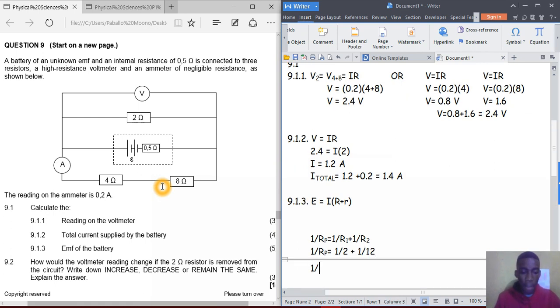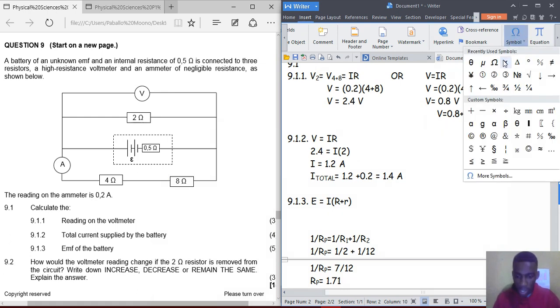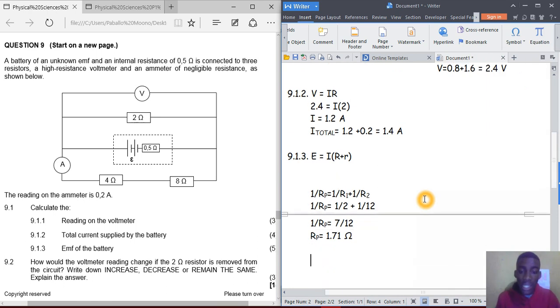And then 1 over RP equals 1 over 2 plus 1 over 12, which is 7 divided by 12, right? So that means RP is equal to 12 over 7, which is 1.71 ohms. That's our total resistance, guys.